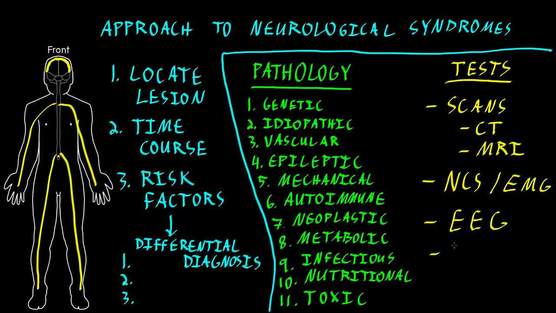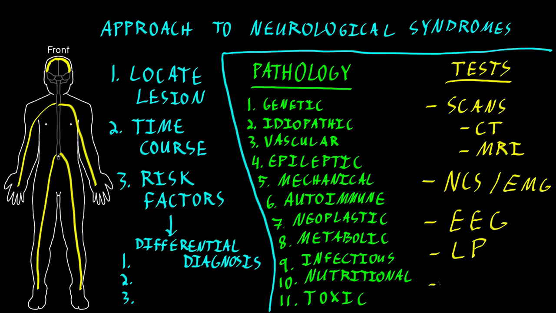Another useful test is called lumbar puncture, or LP for short. That's a test where we use a needle to withdraw some fluid called cerebrospinal fluid. This fluid flows around the brain and the spinal cord. By taking a sample of cerebrospinal fluid with the lumbar puncture, we can detect certain abnormalities of the tissues in or around the nervous system.